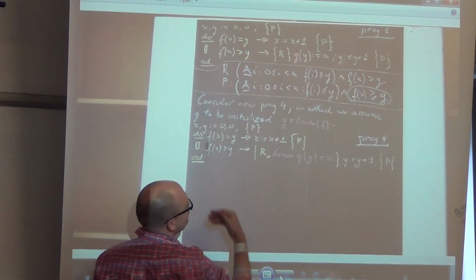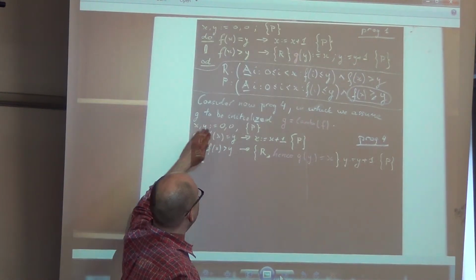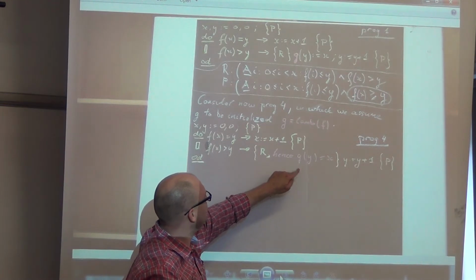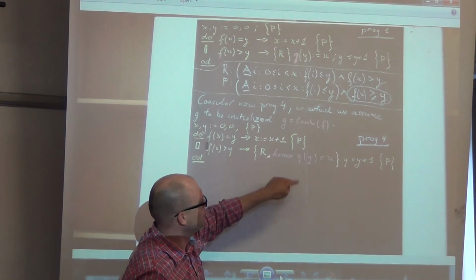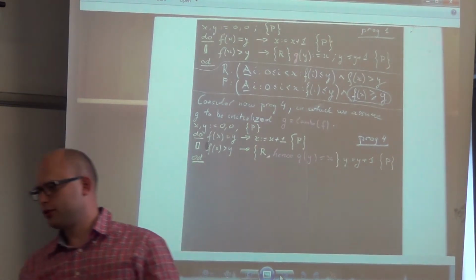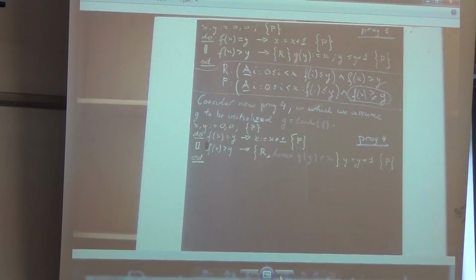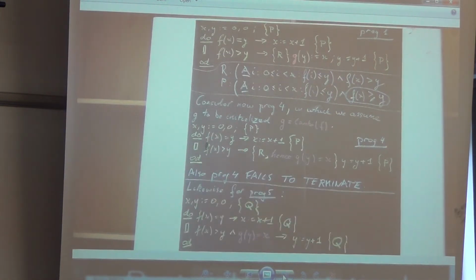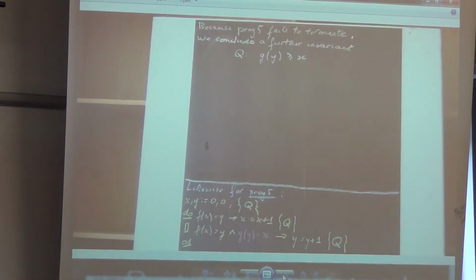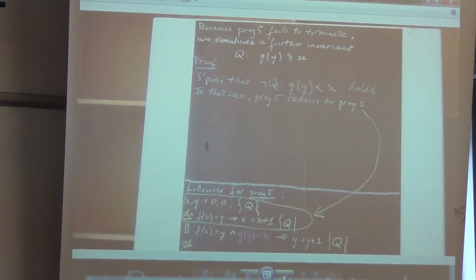So now this program is not really doing anything useful. It's just incrementing x and y. And he's now assuming that not only f is given, but g is given as well. But he wants to prove something about g. So for a practical programmer, this is all maybe a bit strange. And he explains why this program fails to terminate. And then he adds a new invariant q. He explains why this invariant has to hold. He proves it by contradiction. I'm not going to go into that now.